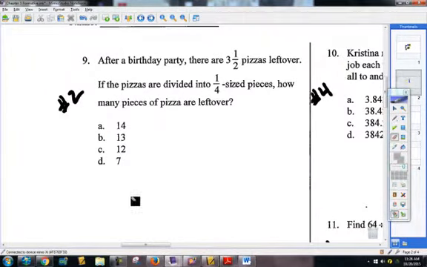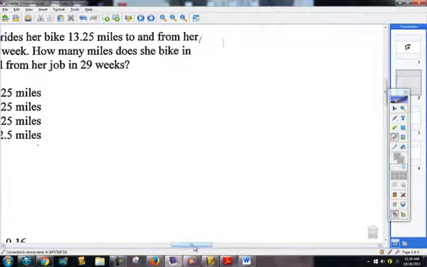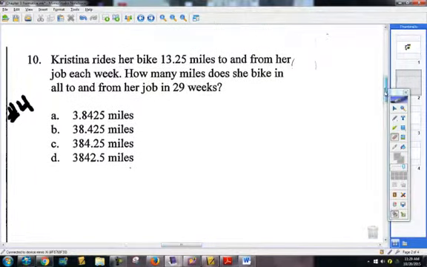Okay, we're going to go over here to number 10 now. I showed mine like pizzas. Like I said, 14/4 is equal to... I don't know, I'll have to look at it.